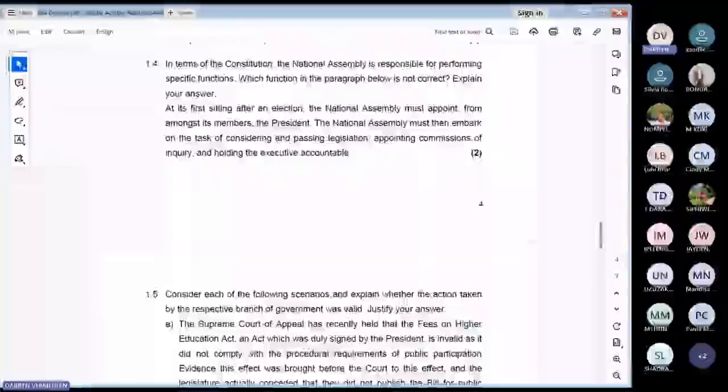So when we answer this particular type of question, we would say that the incorrect function relates to the appointment of commissions of inquiry, because Section 84F of the Constitution says that it's a presidential power to appoint a commission, and therefore the National Assembly can't do that. And then you get your 2 points. One, because you said that it was incorrect, and two, because you gave the section in the Constitution of where they could find that. So that would be your 2 points in this particular question.